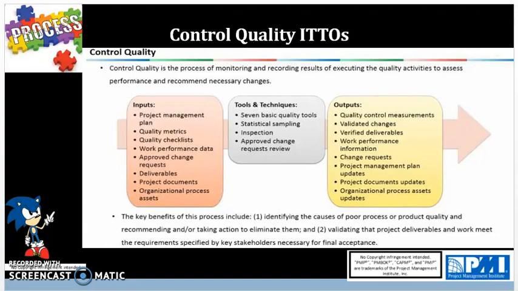Now the outputs are quality control measurements, validated changes, verified deliverables. This is where the customer has verified and given a check mark, A-OK, that everything that they're looking for has been verified and meets the quality standards that they're looking for.